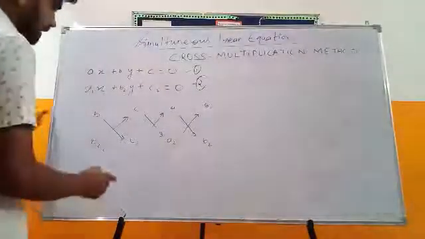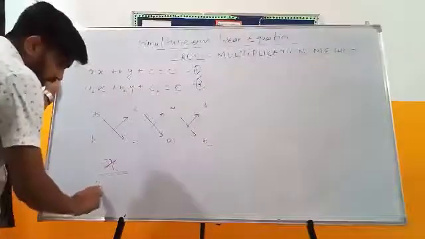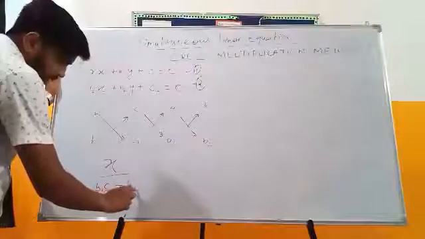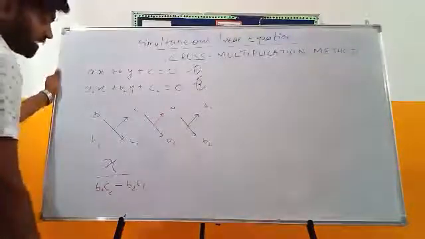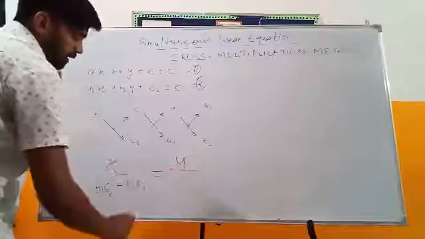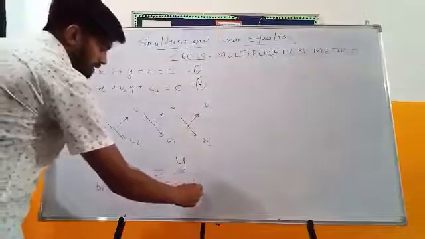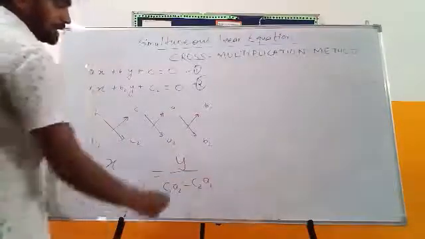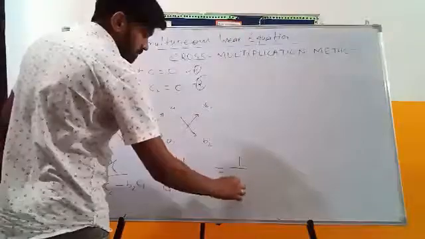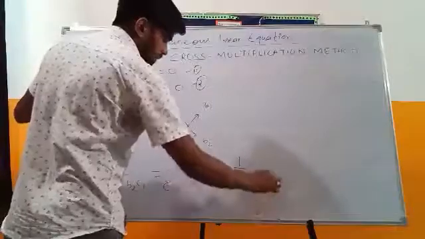Then we write how to find x: x upon B1 into C2 minus B2 into C1. That's how we find the x value. Then if I have to find y: y upon C1 A2 minus C2 A1, equals to 1 upon A1 into B2 minus A2 into B1.